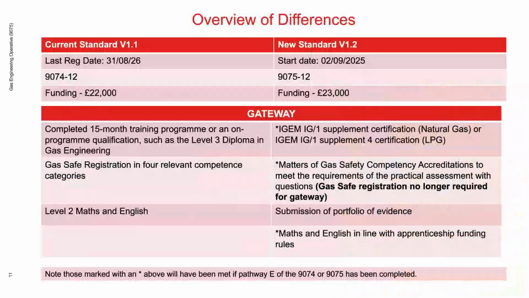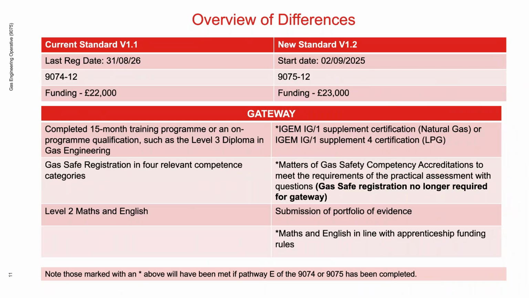A quick overview of the differences. So the current standard, the 1.1, last registration for that 31st of August 26. The funding for that was 22,000. So the new standard 1.2 start date of the 2nd of September this year. The new standard will be the 907512 and the funding is 23,000.